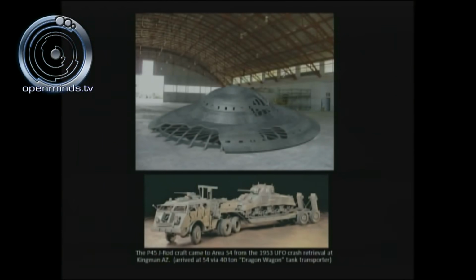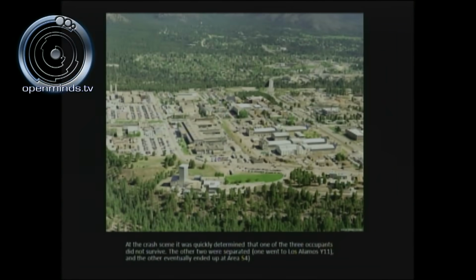So how did the J-Rod craft, or what was termed the Kingman 1953 UFO crash retrieval, how did it get to S4? Ladies and gentlemen, it got there by a 40-ton, what's called a dragon wagon tank hauler. That's how they got it there to the facility.